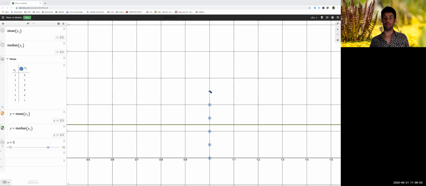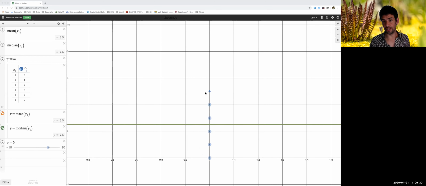So the mean, remember, we would add these numbers up. 0 plus 1 is 1, plus 2 is 3, plus 3 is 6, 10 and 15, and we're dividing by 6. So we get our 2.5. That would be the mean. And the median is pretty easy to see in this. It splits the data in half. There's 3 on top and 3 on the bottom.